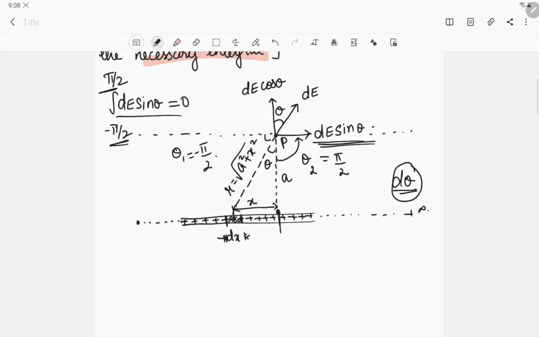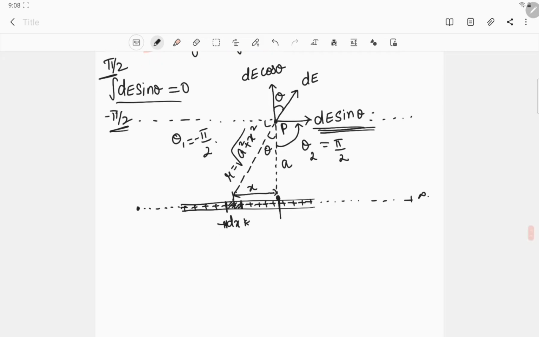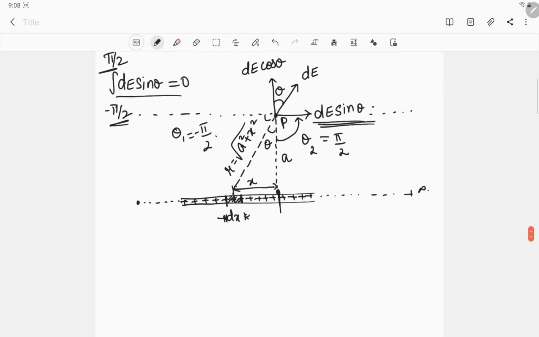And what happens to the cos component? All the cos components will add. So the total electric field you get after integrating: we have to integrate dE cos theta in order to find the answer. This is our y component. There is no x component, so the x component is equal to 0.